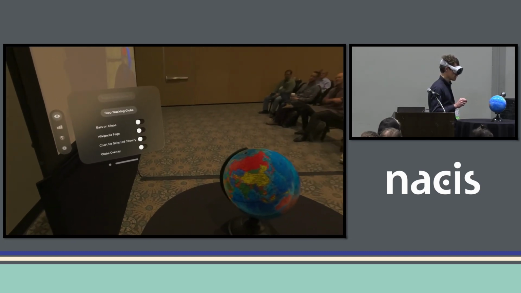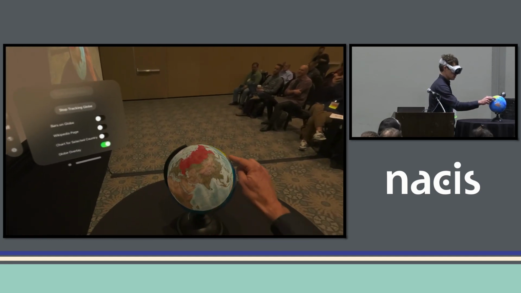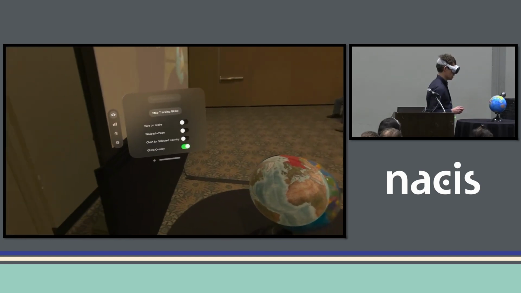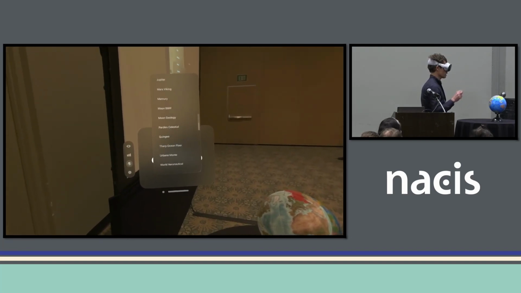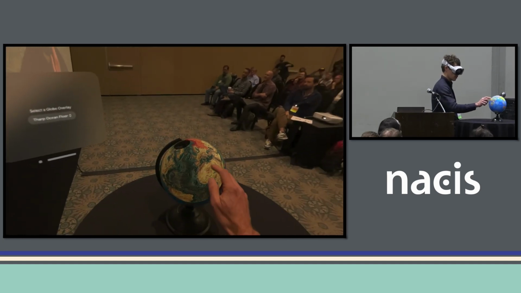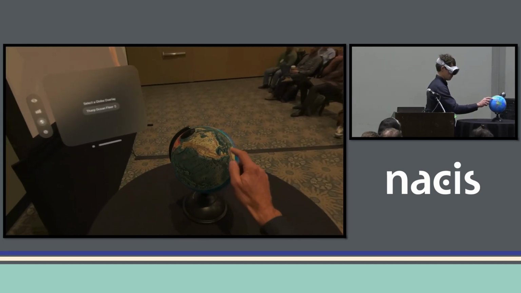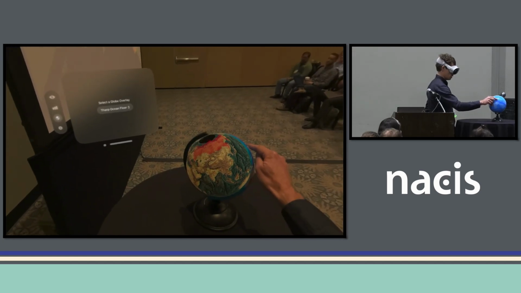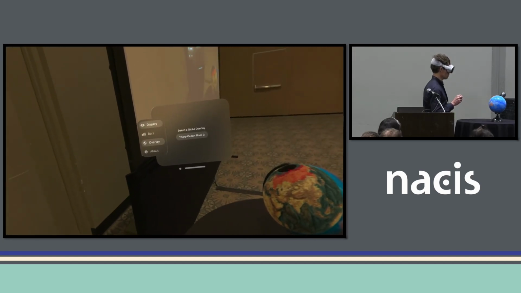And I can replace the globe also. So here we show a Bellamy texture on top. I have a series of textures that I can select here. So here for example, is the ocean floor map. And let me switch back here.